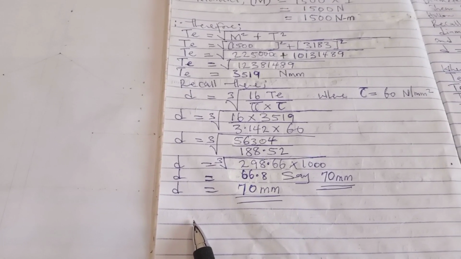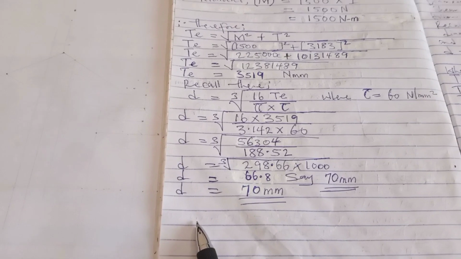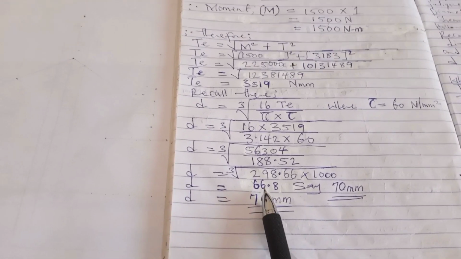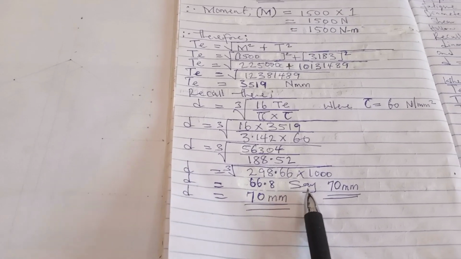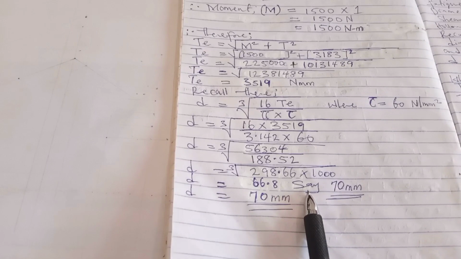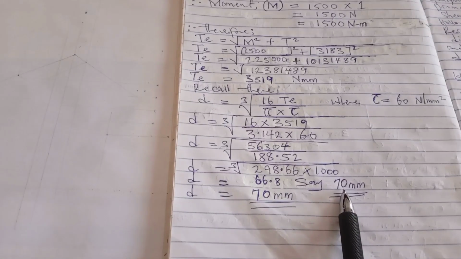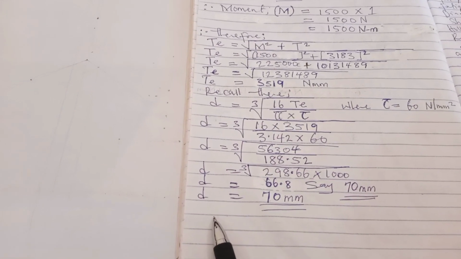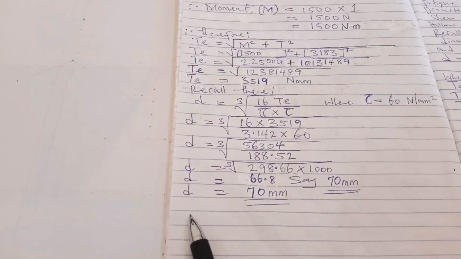When designing for the diameter of a shaft, it is important to take the approximate whole number, either 10, 20, 40, 50, 60, 70, just like that. But in this case, since this one is 66, you take the next whole number, and the next whole number is 70 millimeter, which is the diameter of the shaft to this first question that we have just resolved.